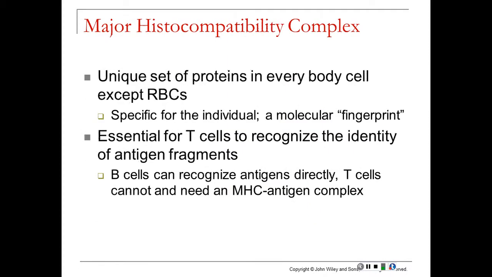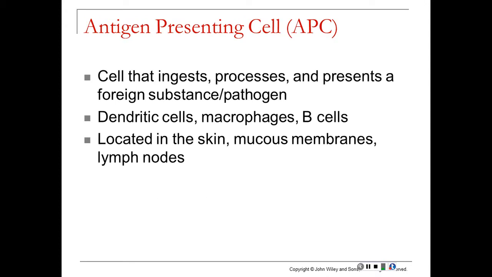So there's something that we need to mention at this point that's called an MHC, or a major histocompatibility complex. This is a unique set of proteins in every body cell except for the red blood cells. This is very specific for the individual. This is kind of like a molecular fingerprint. It's essential for the T cells to recognize the identity of those antigens. B cells can recognize the antigens, but T cells cannot. T cells need the MHC antigen complex in order to work properly.